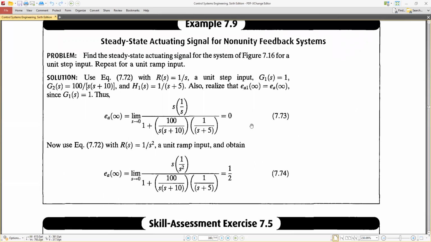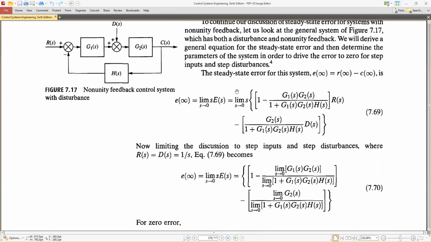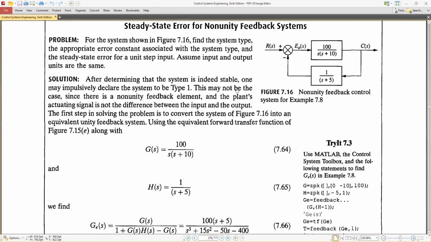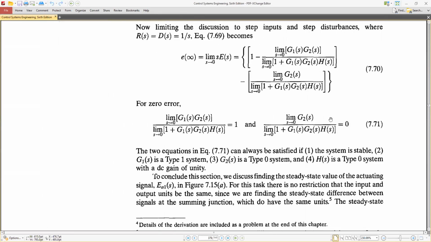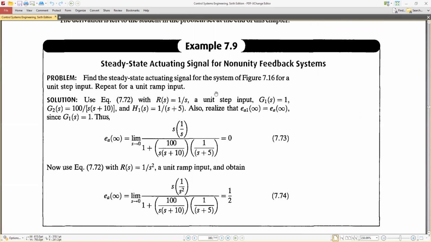And they have given another example. Find the steady state error actuating signal for the system 7.16. Which one is 7.16? This one. For a unit step input, repeat for a unit ramp input. Okay, same thing.